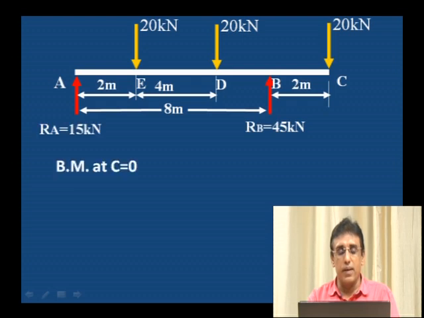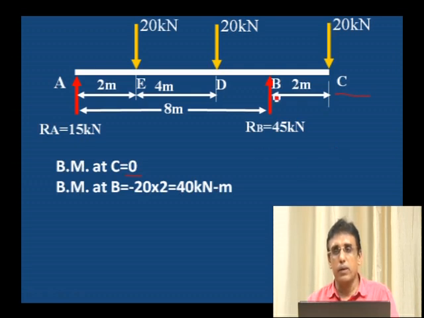Let us calculate the bending moment. Bending moment at C is 0 because force into distance is 0. Bending moment at B: load is 20 kilonewton, distance is 2 meter, minus 20 into 2, because it is a clockwise moment, minus 20 into 2 is minus 40 kilonewton meter.